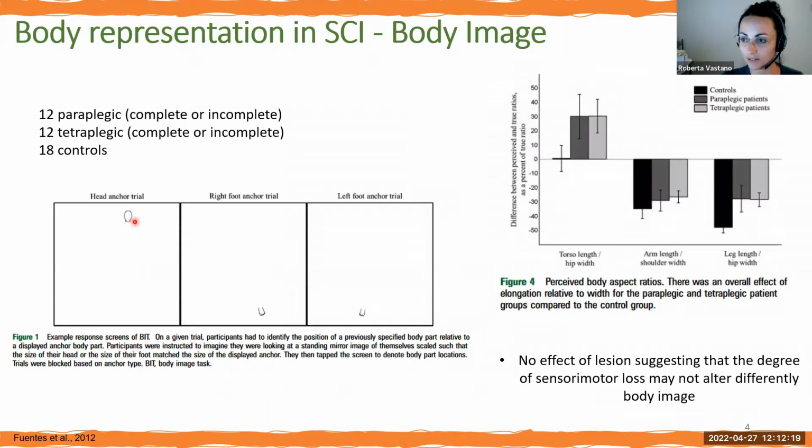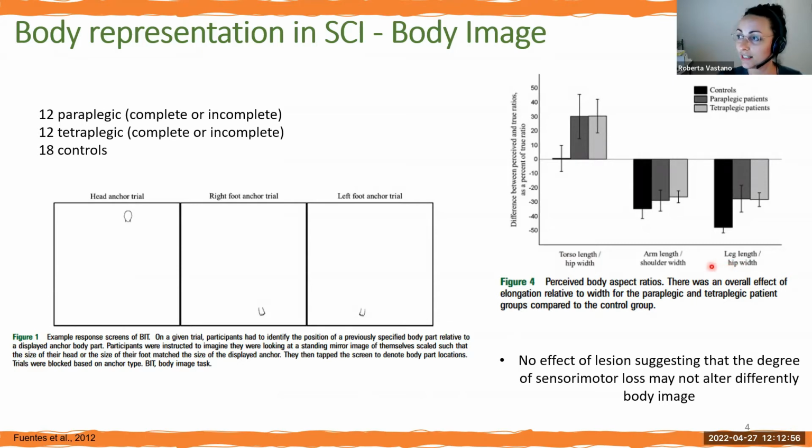They were provided with three different anchors: the head anchor, a right foot, or a left foot. And they had to tap the screen where they thought their body parts would be. The authors calculated the difference between the perceived and the true ratio in order to have a percentage of true ratio in three different dimensions. They calculated this in the torso length relative to the hip width, in the arm length relative to the shoulder width, and in the leg length relative to the hip width.